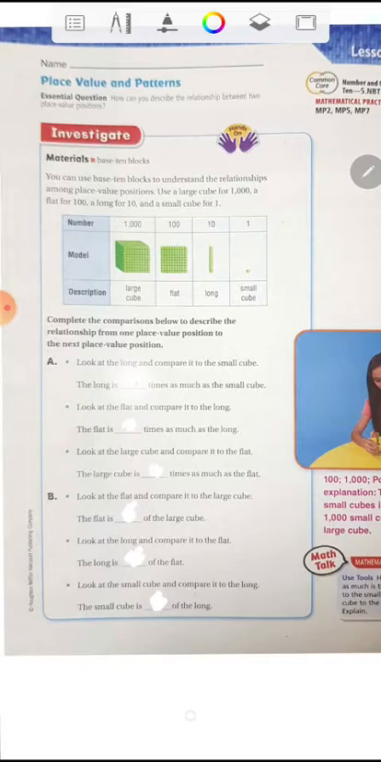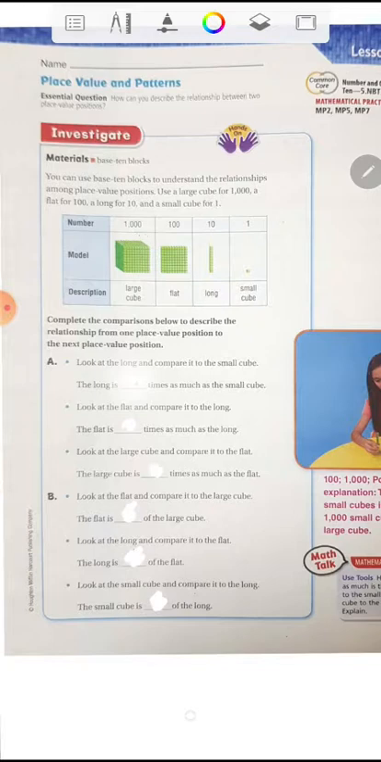And the description for the hundredths digit is the flat. The flat consists of 10 longs beside each other. They make one flat and it will describe the hundredths digit. And this large cube is the description for the thousandths digit. The large cube consists of 10 flats behind each other to make one large cube.